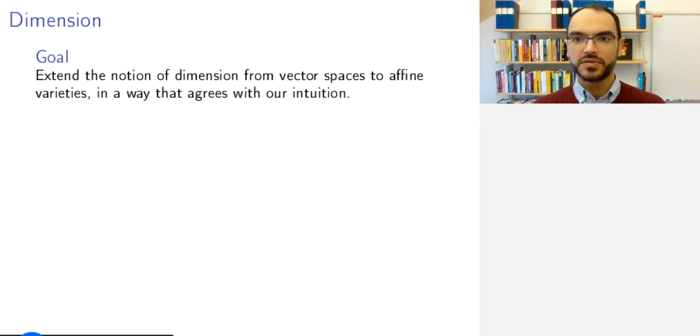Before we go about doing this, one might think, how do we actually define the dimension of a vector space? Well, usually this is done by constructing bases and then saying that the dimension is the number of vectors in a basis. The problem is that, of course, our objects are not linear. We don't have any notion of the basis.